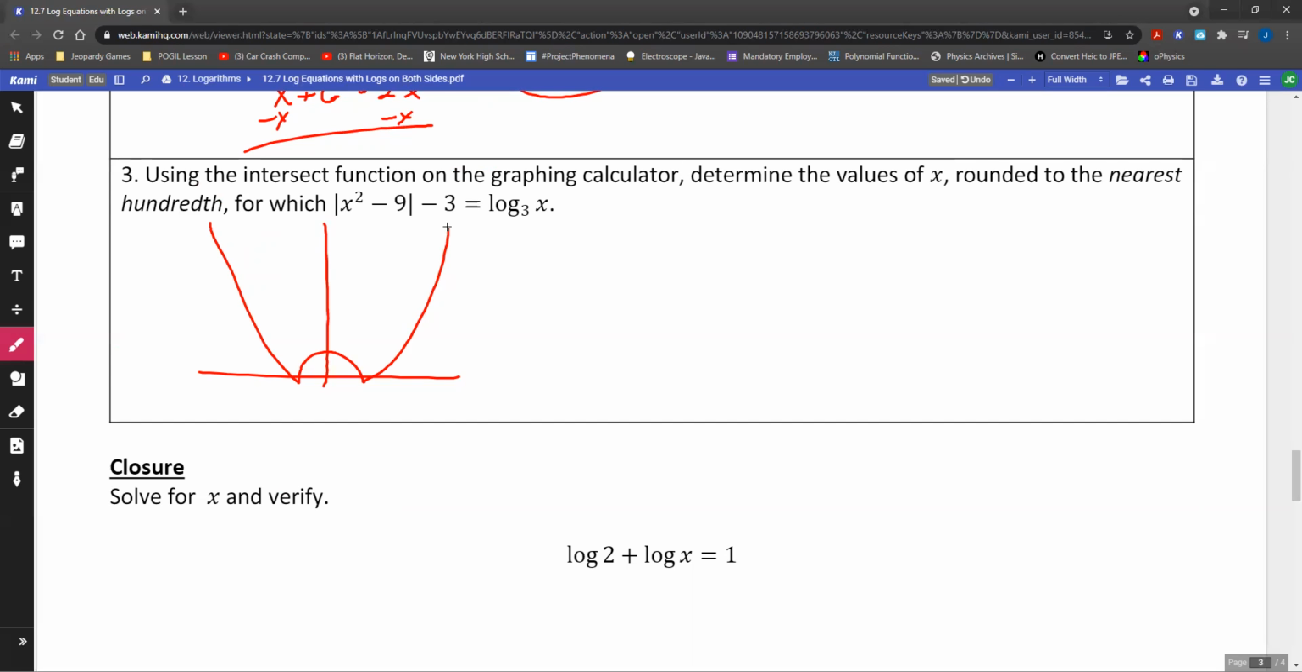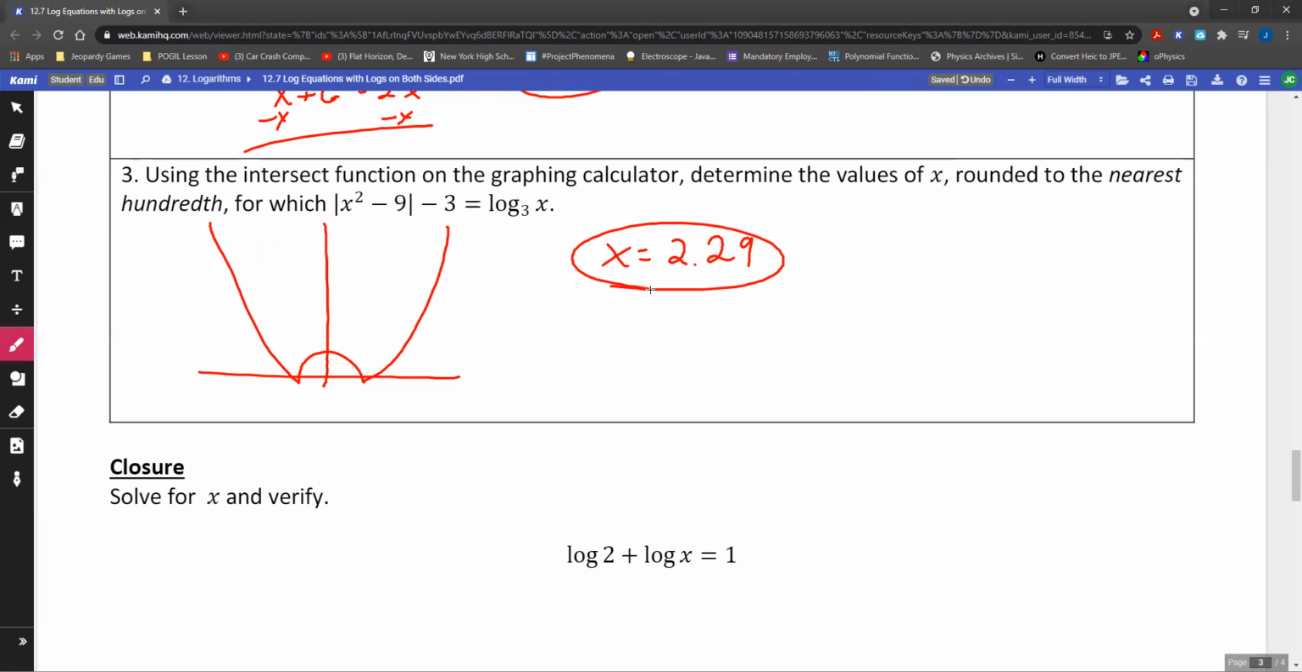So from there, you go to intersect in the graphing calculator, find the two curves. And I get that x equals 2.29, round to the nearest hundredth. And this is something I could double check in a variety of different ways. But yeah, that's pretty much it for this.